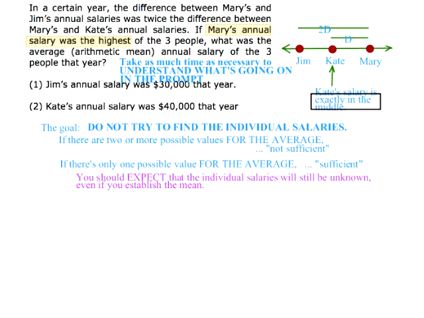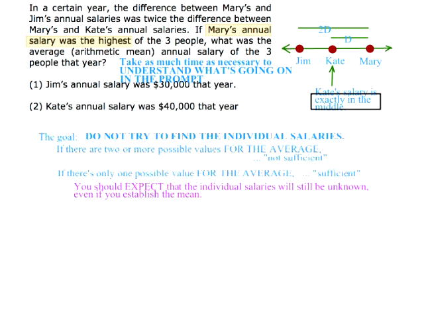There it is. Notice, even if it takes you a very long time to figure that out, it's fine, because as soon as you figure that out, you're basically done. You've basically got what you need to solve this thing. So Kate's salary is the mean.